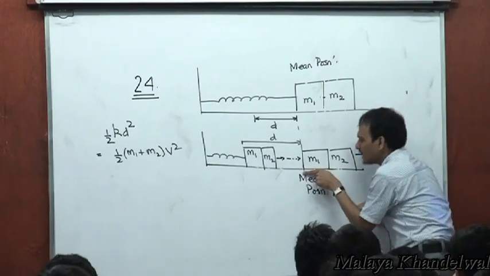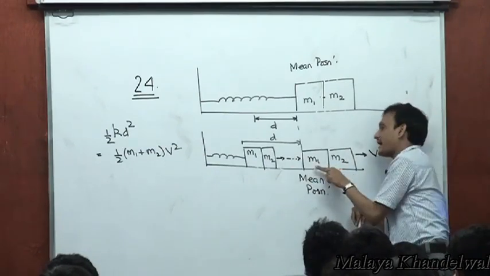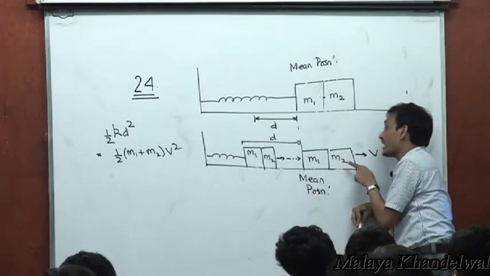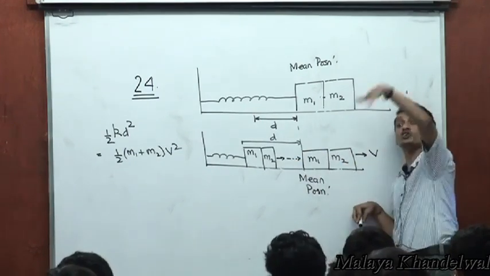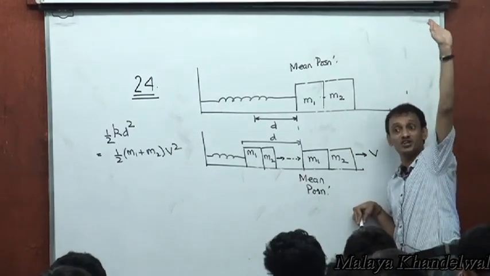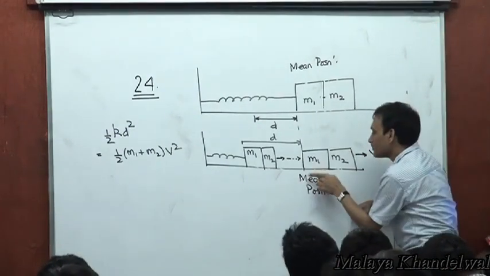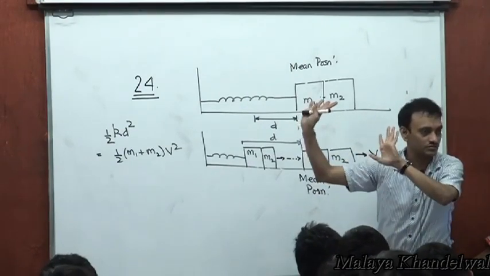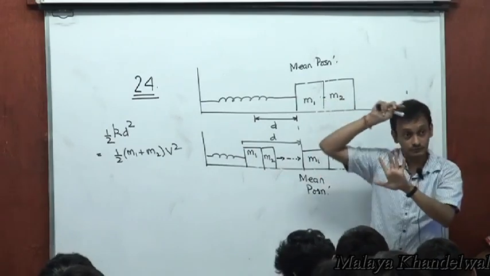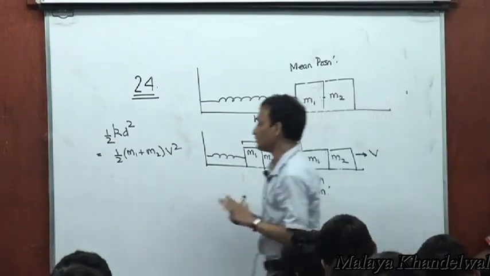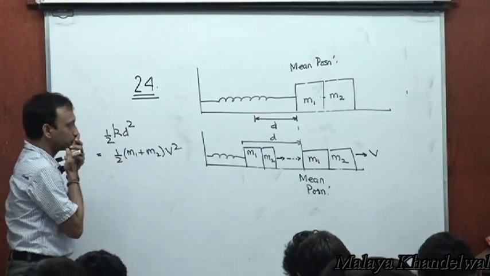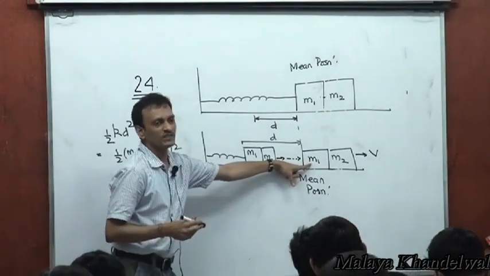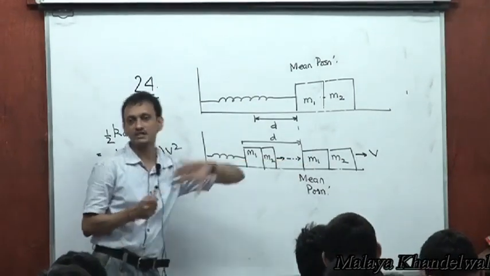So then, slightly beyond the mean position, M1 under the influence of the spring retards and M2 moves away with a velocity v. So then, slightly beyond the mean position, M2 goes out of the picture. Right? Yes or no? So then, it's only M1 that stays put.